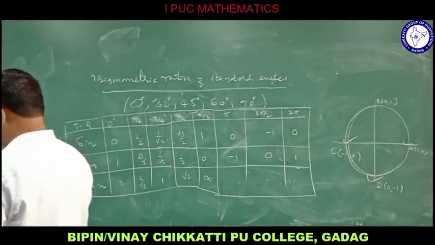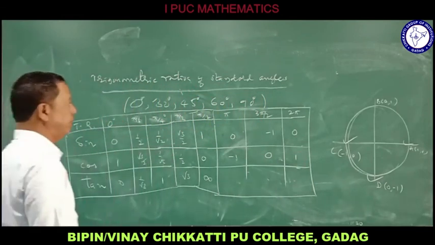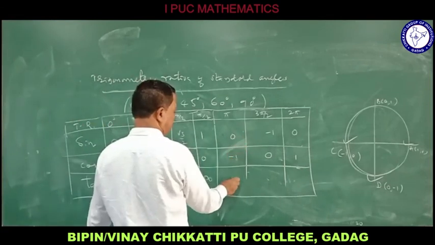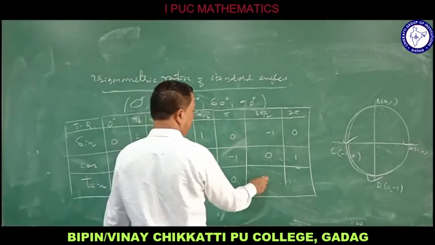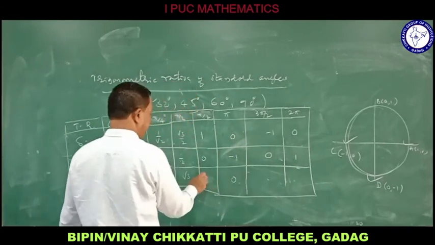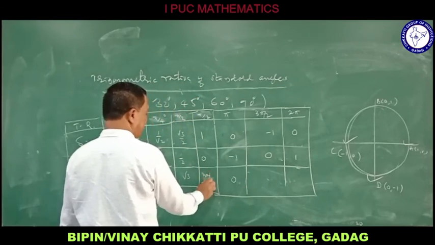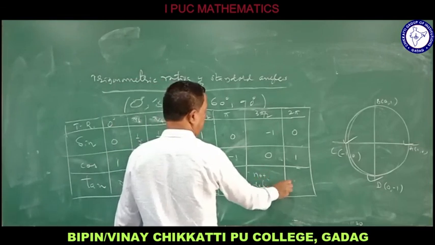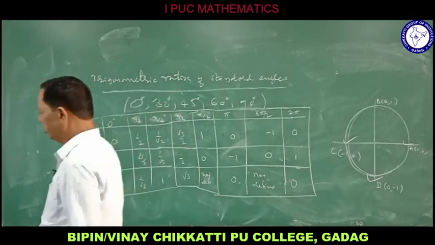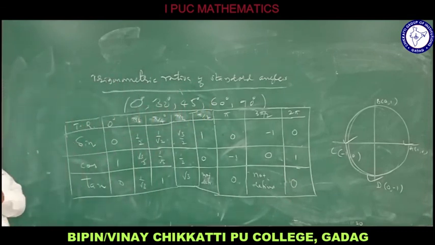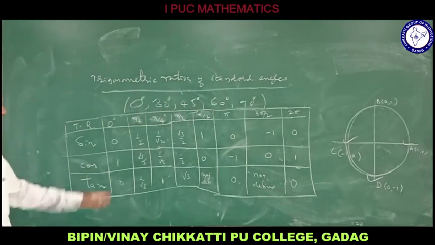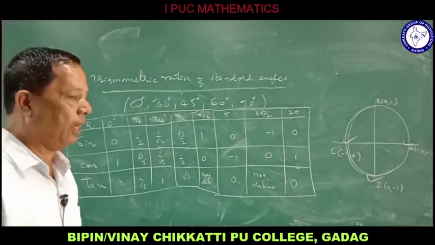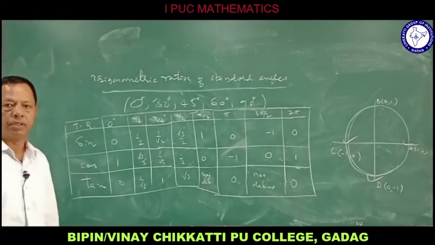Now you go for writing the results, sine by cos, tan. Here 0 by minus 1 is 0, and minus 1 by 0 is not defined, and 0 by 1 is nothing but 0. So this table you have to remember always, and accordingly you can complete the work. In the next class, I will continue with signs of trigonometric functions and allied angles. That completes the first part of trigonometry. Thank you.